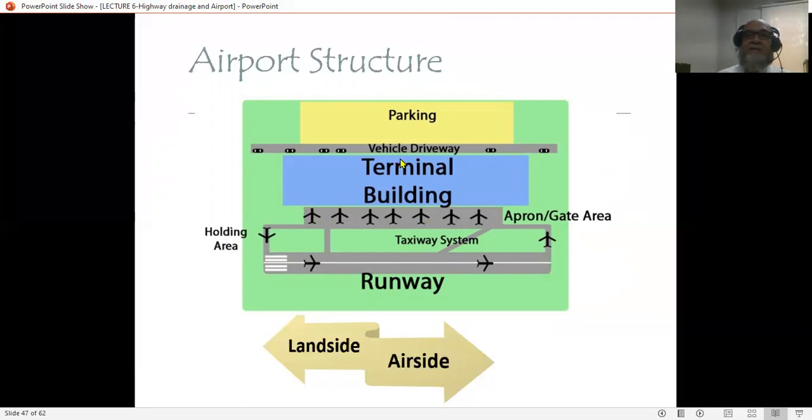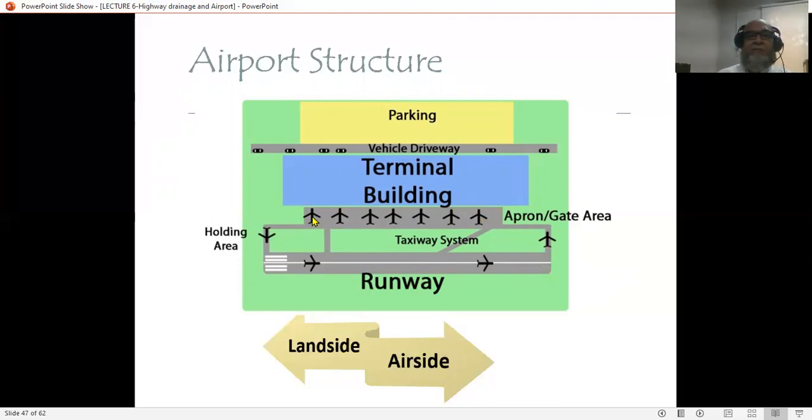So at this point, where you are transiting from the terminal building to the aircraft, we can say the transition has changed. Now you will be categorized as an airside movement. What happens? The aircraft gets loaded with cargo and passengers, and it starts moving towards the runway. The portion where the aircraft is parked for being loaded and unloaded is known as the apron.